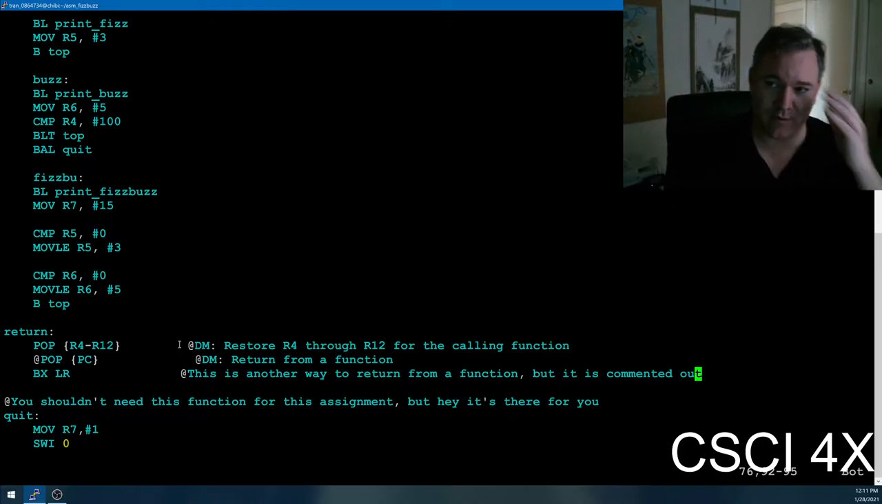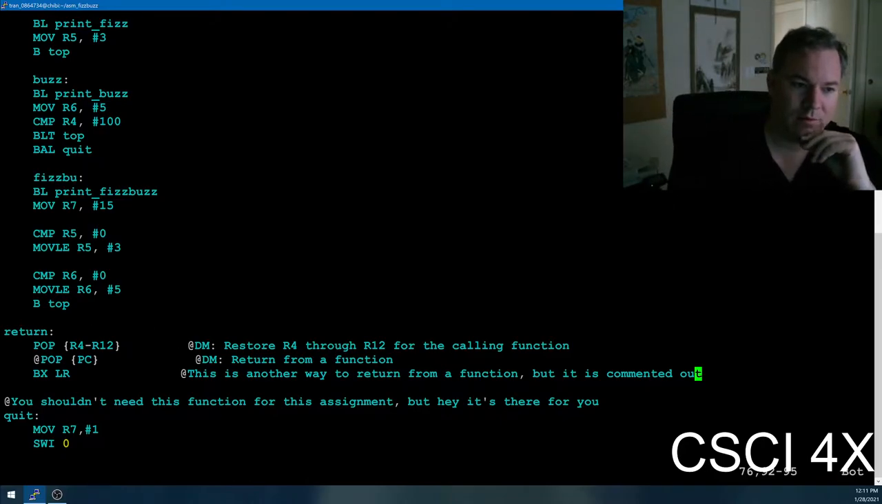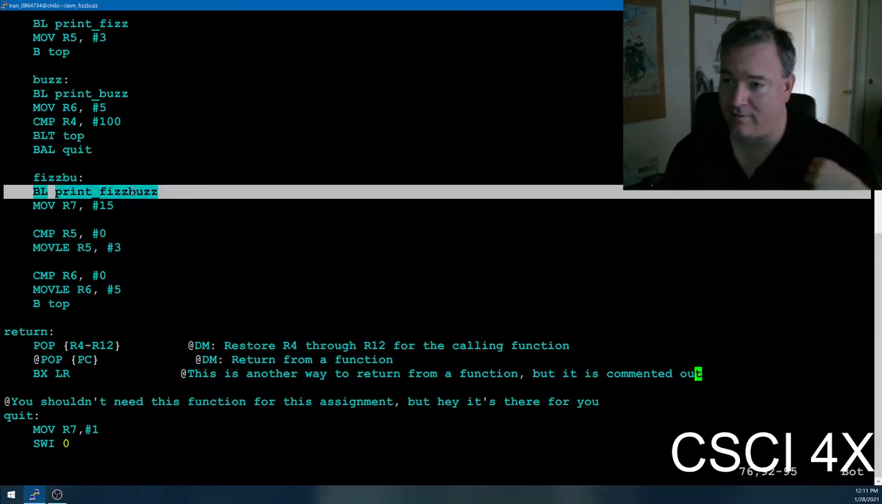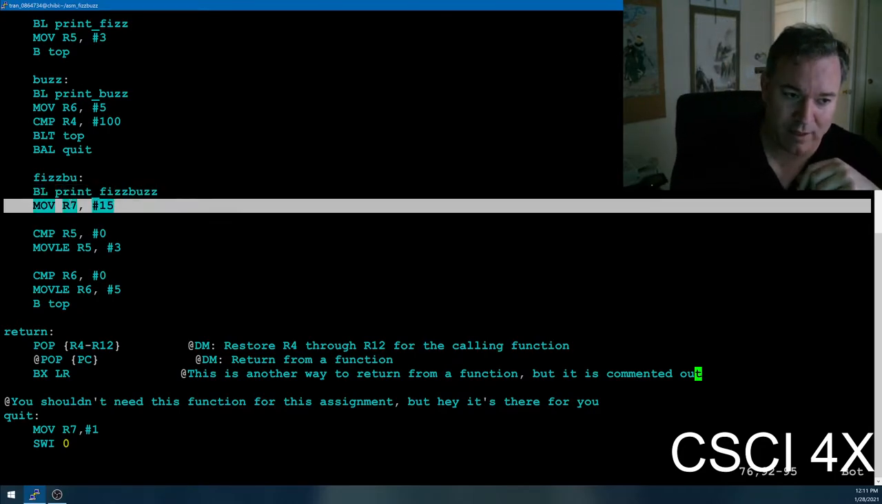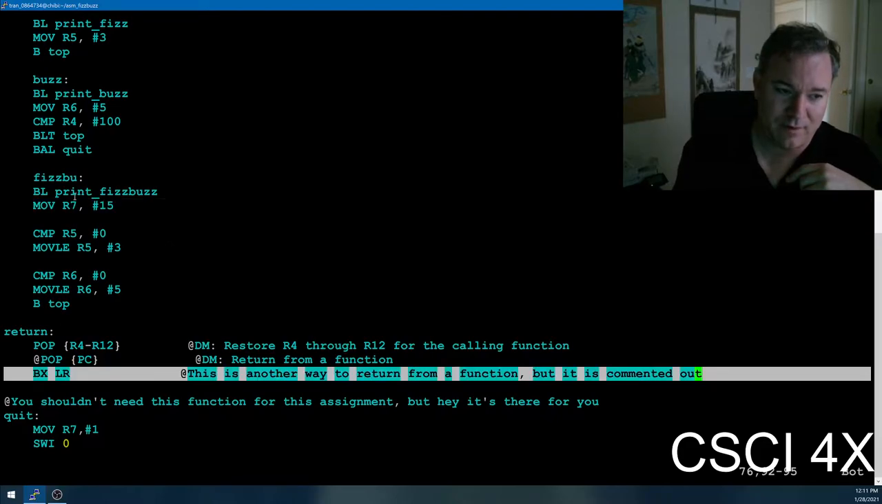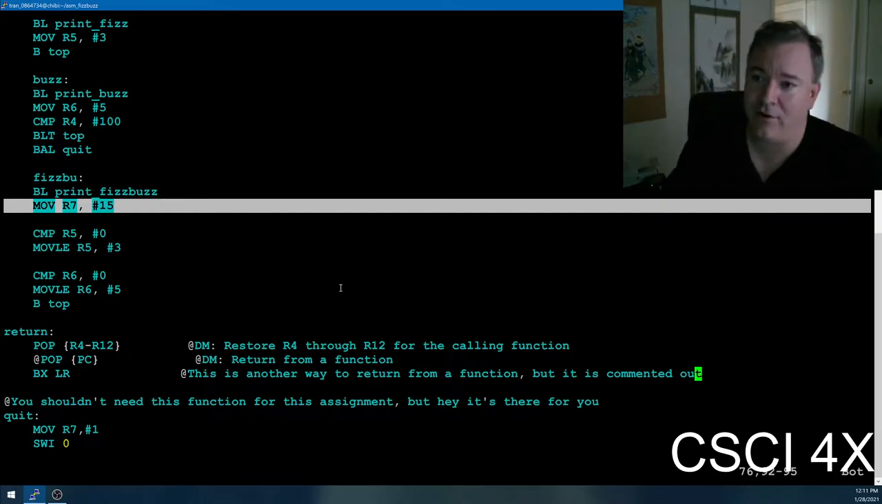Remember, all registers are just integers. And the link register holds, whenever you do a branch with link like this, what the branch with link means is that it automatically saves into the link register the next line of code. It actually writes that line of code into the link register so that when somebody returns using BXLR, it jumps to that line of code and continues running. And so that's how you do a subroutine.